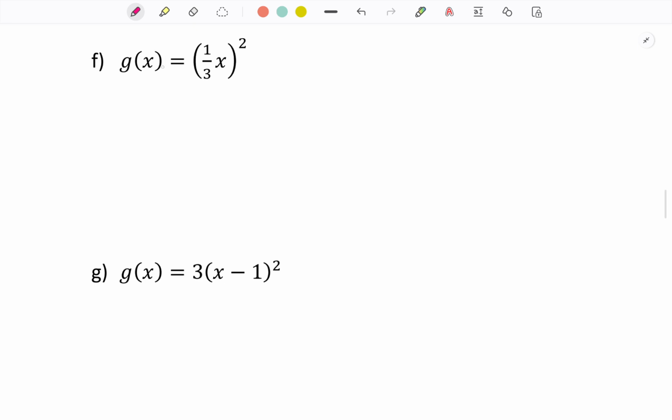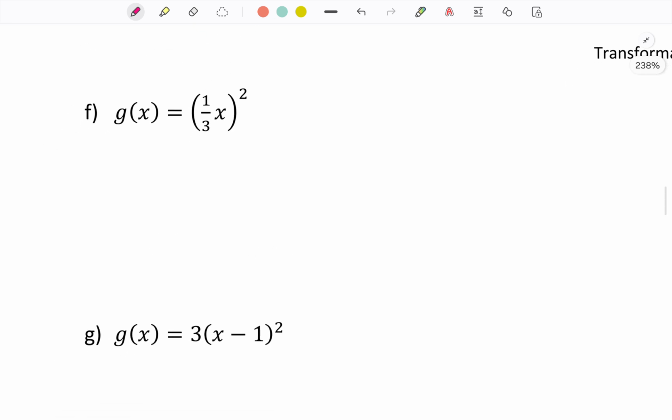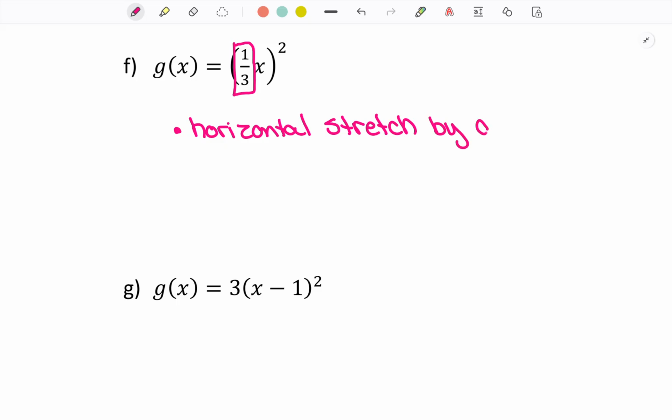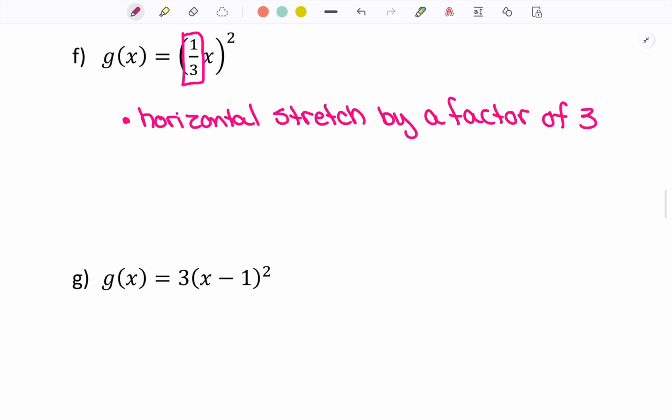So then on F, we have g of x equals 1/3 x squared. This is inside of parentheses. So this is the only transformation we have in this function. But that is going to be horizontal stretch since it is less than 1. And that is by a factor of 3 because we have to use that reciprocal.